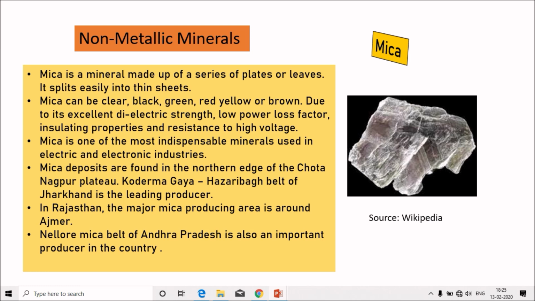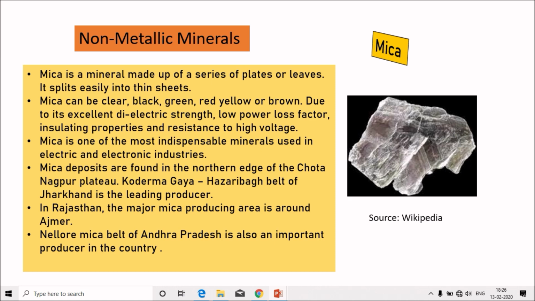Due to its excellent dielectric strength, the lower power loss factor, insulating properties, and the resistance to high voltage. These are the features which make mica more useful for us. It is one of the most indispensable minerals used mostly in electric and electronic industries.